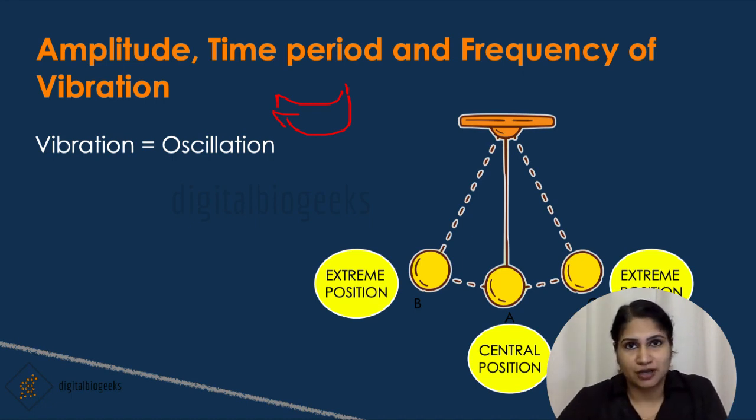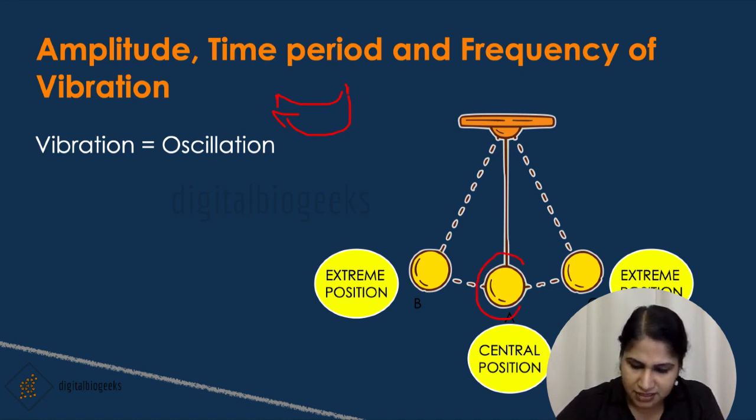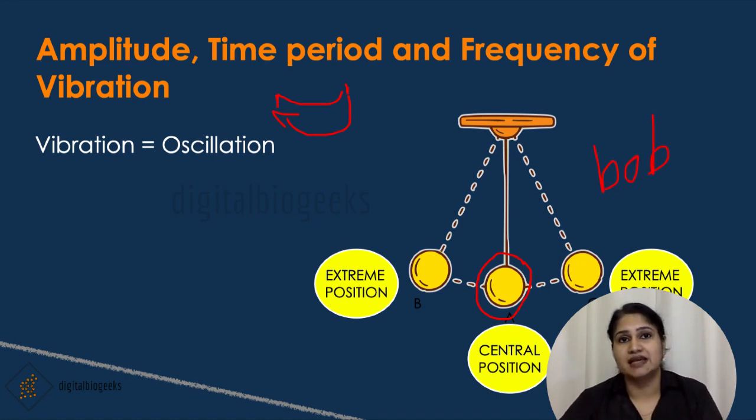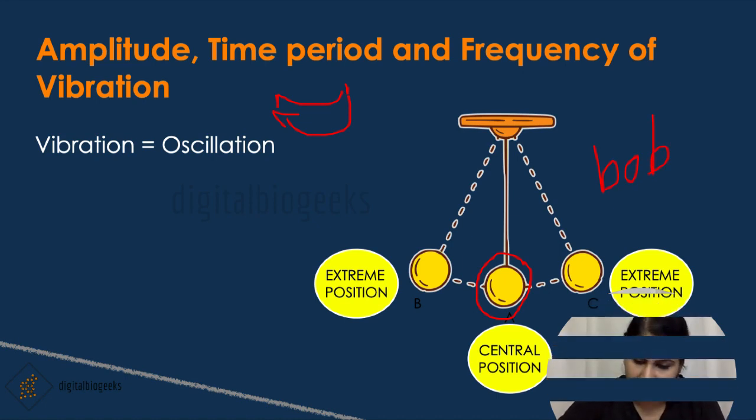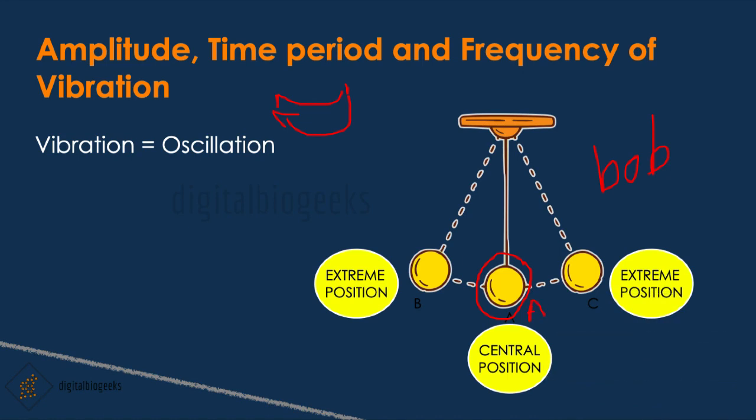This is a pendulum. The pendulum consists of a 1 centimeter thread which is suspended from a support, and on the other side of the thread there is a metal ball. This metal ball is called the bob. When the pendulum is at rest, that position is A. That is the central position of the pendulum. And when we touch the pendulum, it starts oscillating. It oscillates from B to C.